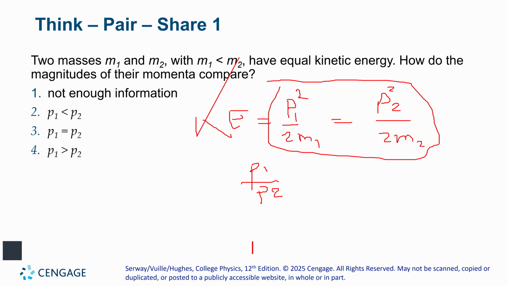We'll move P2 squared over to the other side. So that will give us P1 squared over P2 squared, and the 2 times the mass we will move to the right side. So we'll have 2 mass 1 over 2 mass 2. And we know that mass 1 is less than mass 2, so this whole thing is less than 1. That means P1 is less than P2.